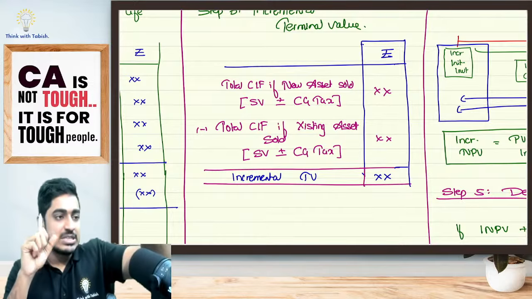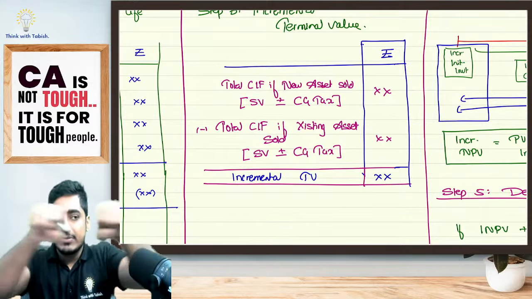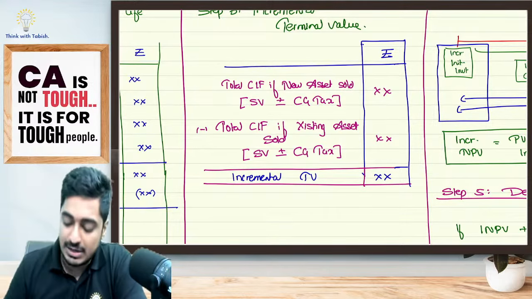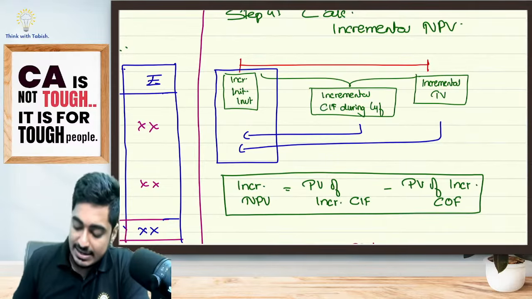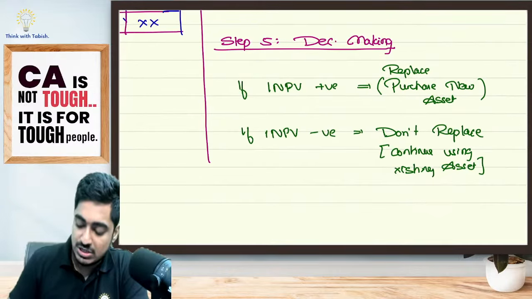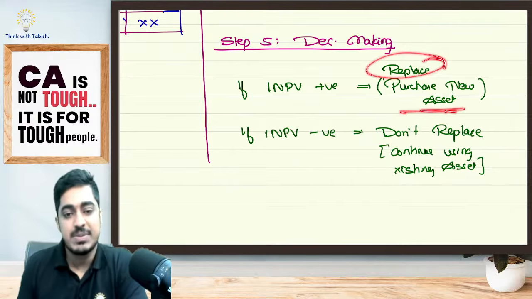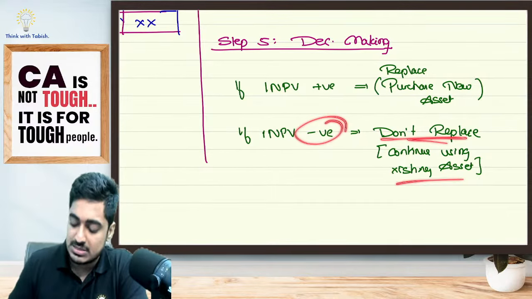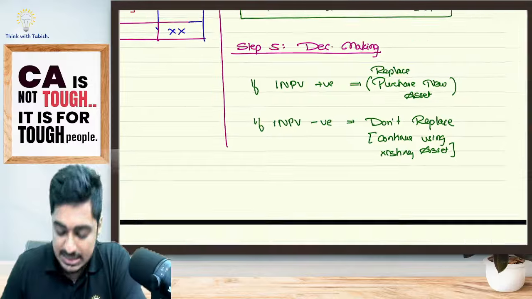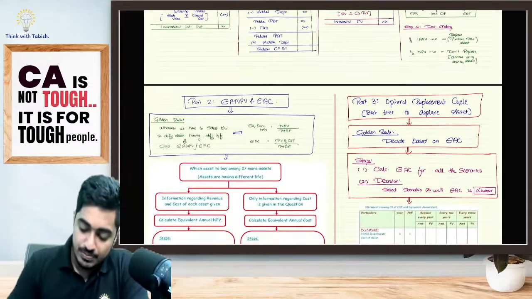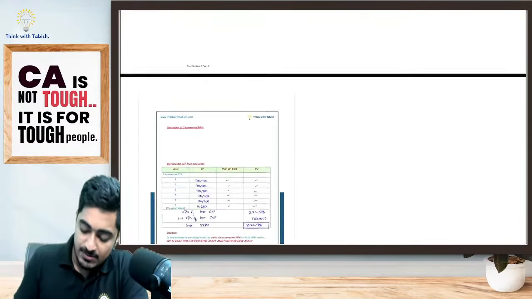In the existing asset, what is the terminal value? In the new asset, what is the terminal value? The difference is going to be my incremental terminal value. Based on that, calculate the incremental present value. If it is positive, that means replace, purchase the new asset. If it is negative, it means don't replace, use the existing asset only. Is this clear everyone? Yes or no? Okay sir, this is clear. Reasonably we have got an understanding.